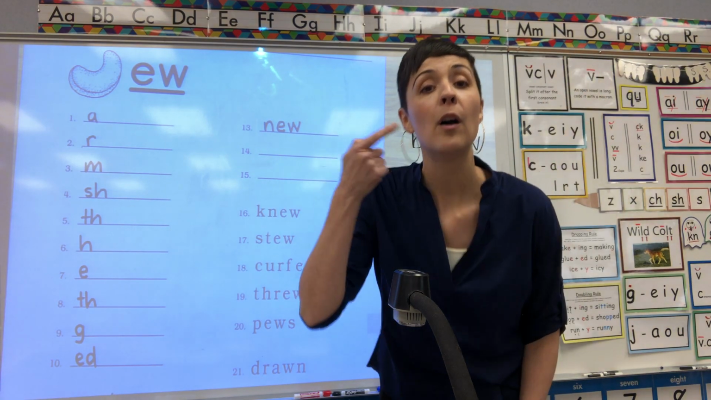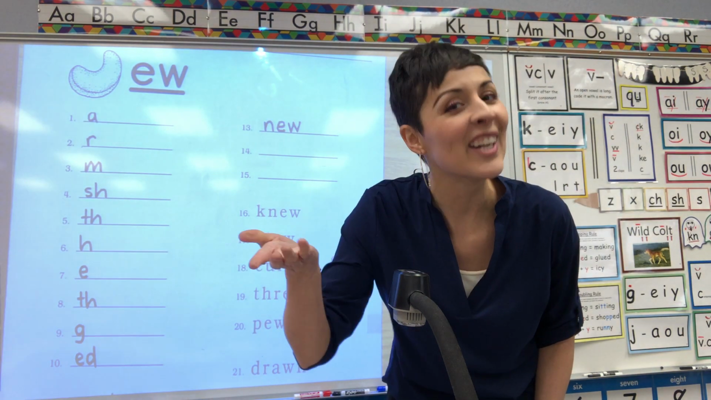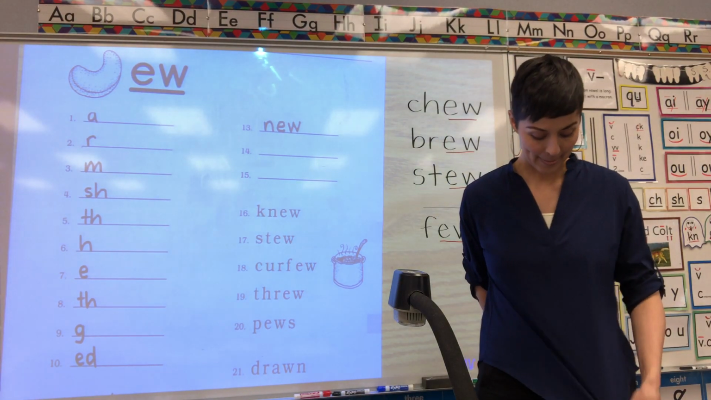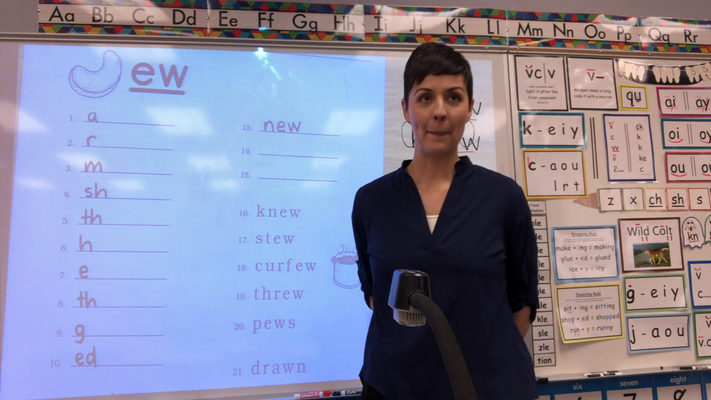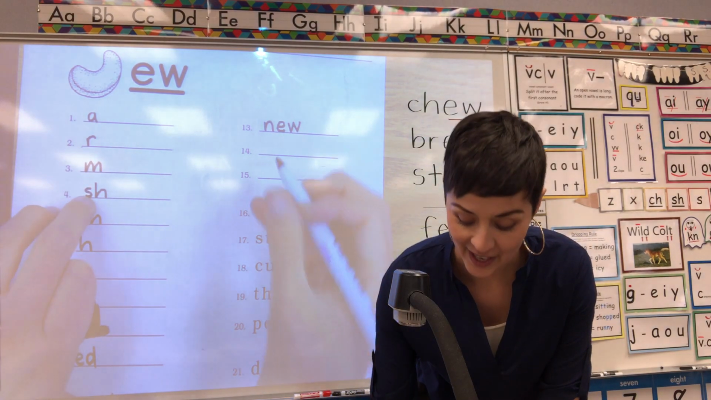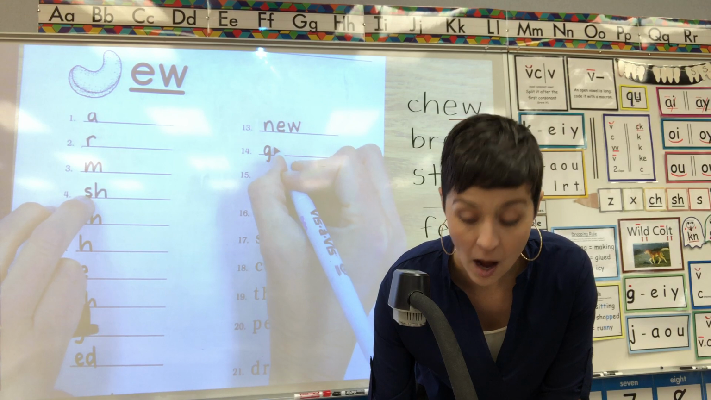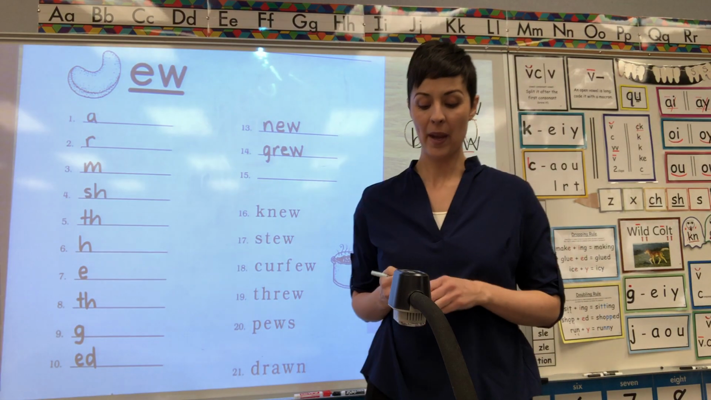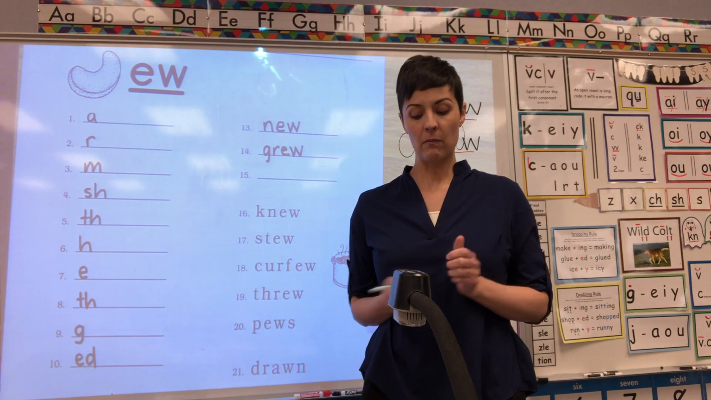Number 14 is a word that means when you get taller and taller and taller, we would say that you grew. What word? Grew. Will you spell grew starting G? Ready? G-R-E-W. Nice job.